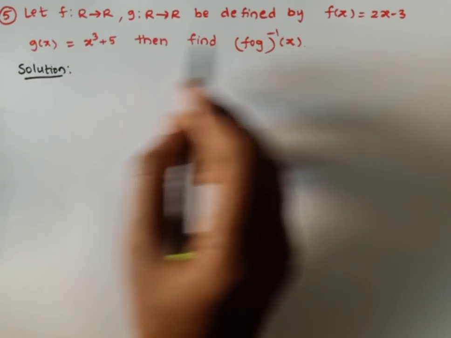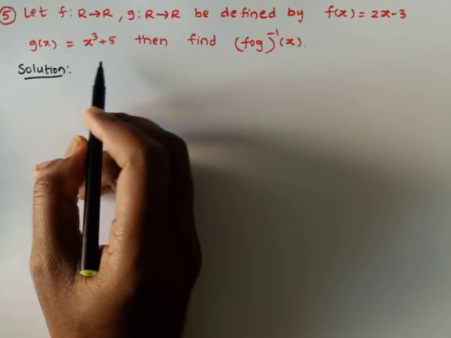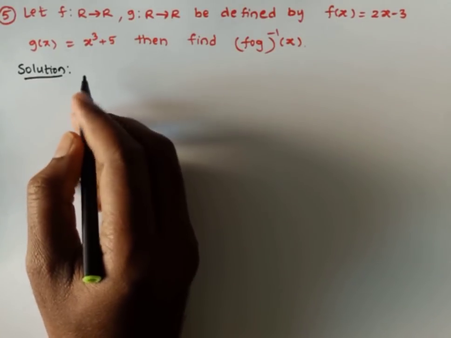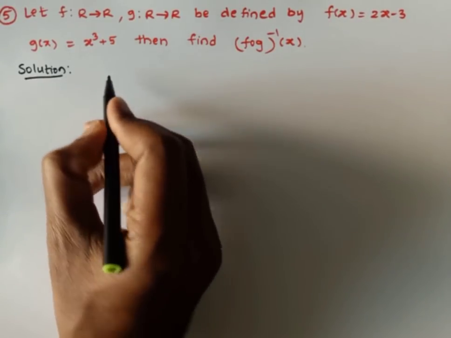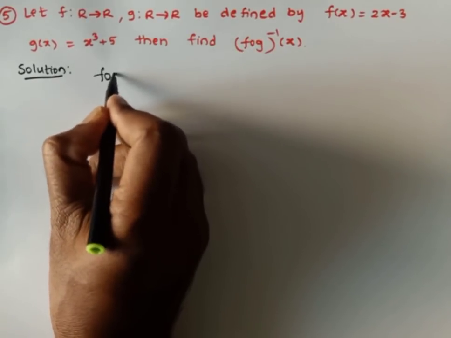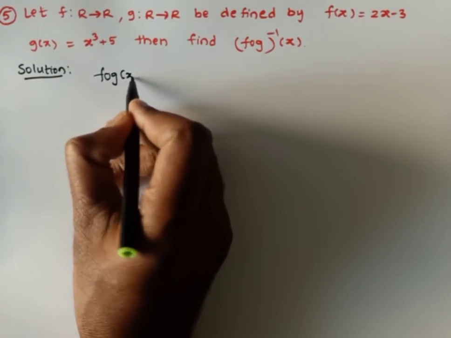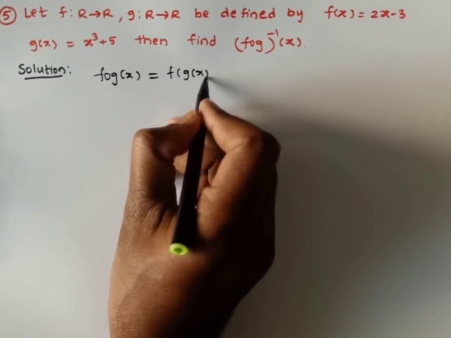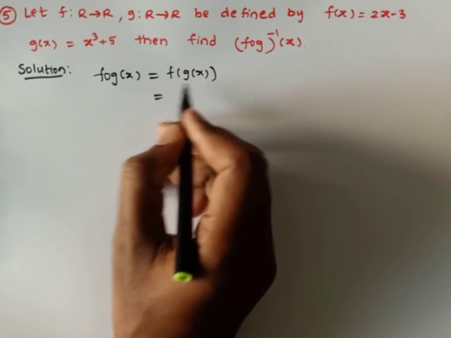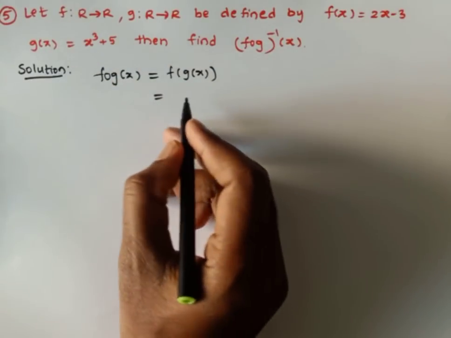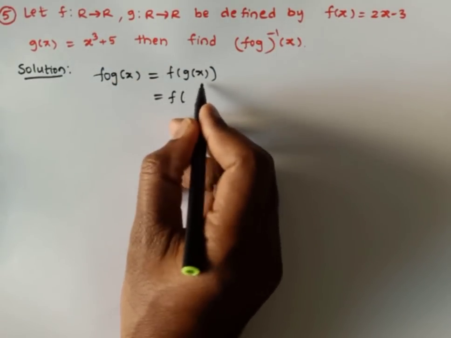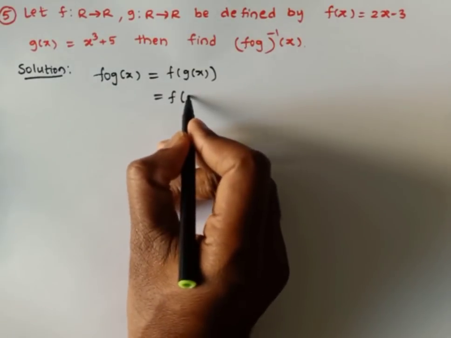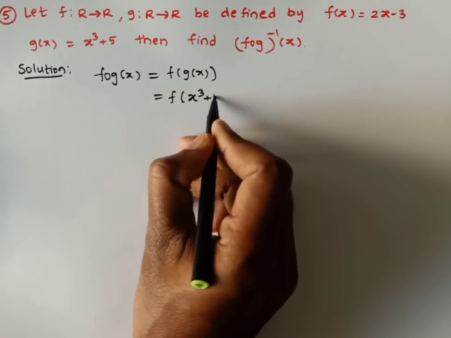So the given functions are f is linear and g of x is a cubic polynomial. Now, first try to find the composition f compose g of x. Now f compose g of x can be written as f of g of x, right? Now what is our g of x? That is x cube plus 5. So this is f of, just replace g of x with the respective function, that is x cube plus 5.